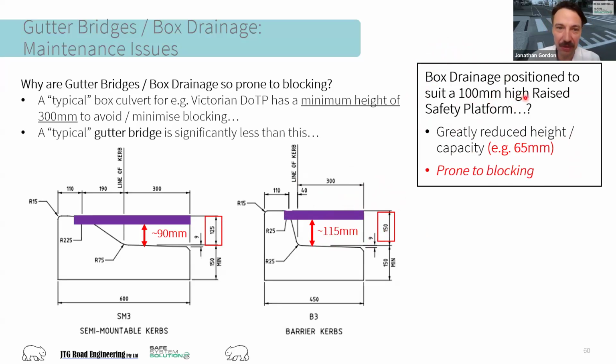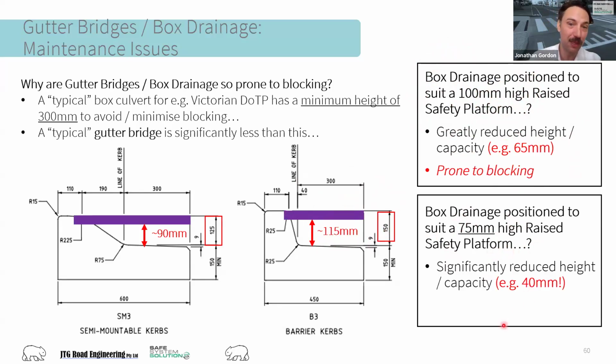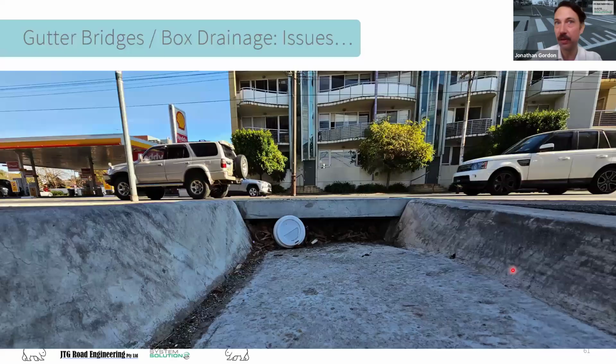And if this was a bus route, or a heavy vehicle route that warranted having a 75 millimeter high raised platform, well, you might be left with 40 millimeters after you put your grate in there. And that is dysfunctional. That's actually what we're looking at here, about 40 millimeters high. And this system is going to be a burden for the local council in the Brunswick area. So that's a key thing to keep in mind.